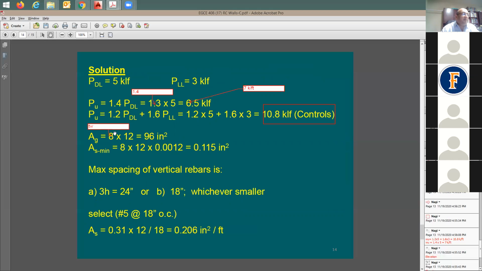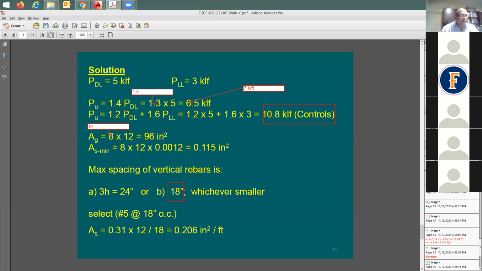I'm sure that you're going to say per foot, correct? Because the whole thing here is going to be per foot. I'm taking here 12 inch, so it's per foot. And the maximum spacing is going to be 3 times the thickness, which is 8 inch, so 24 inch, or 18 inch, the smaller of the two. So I'd like to go with this, if possible. I'd like to try number 5 at 18 because it's going to be the cheapest option. So, okay, let me try number 5 at 18.